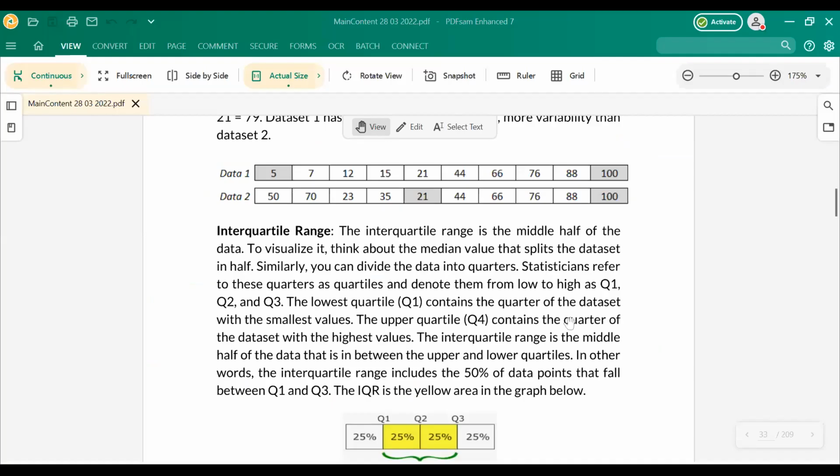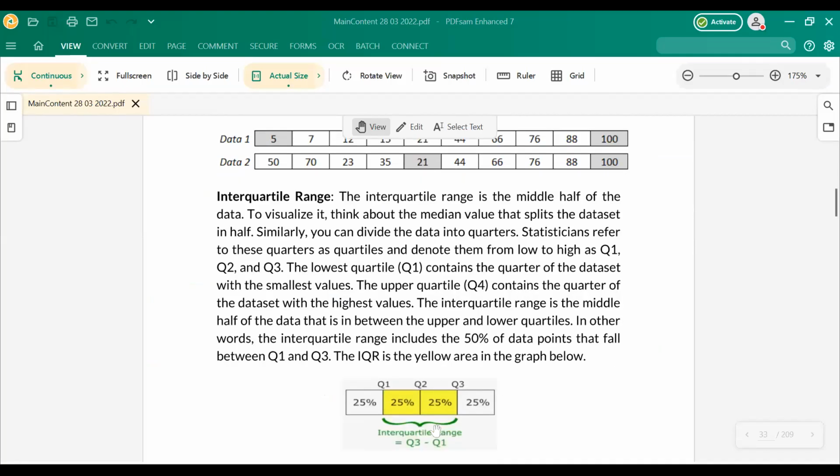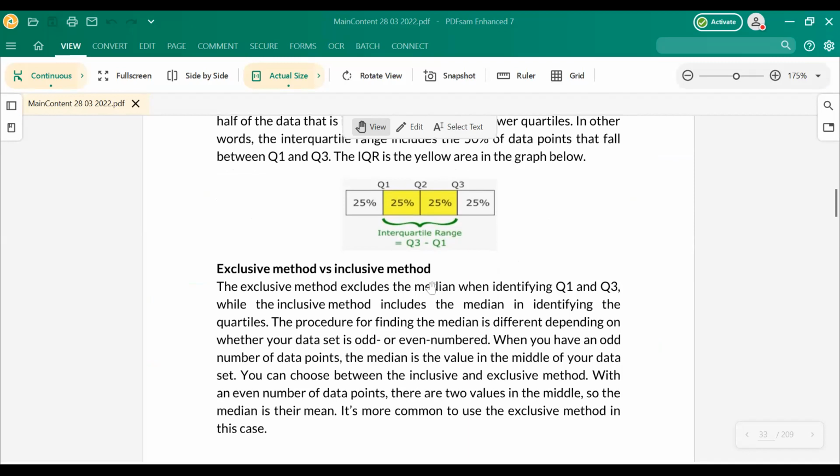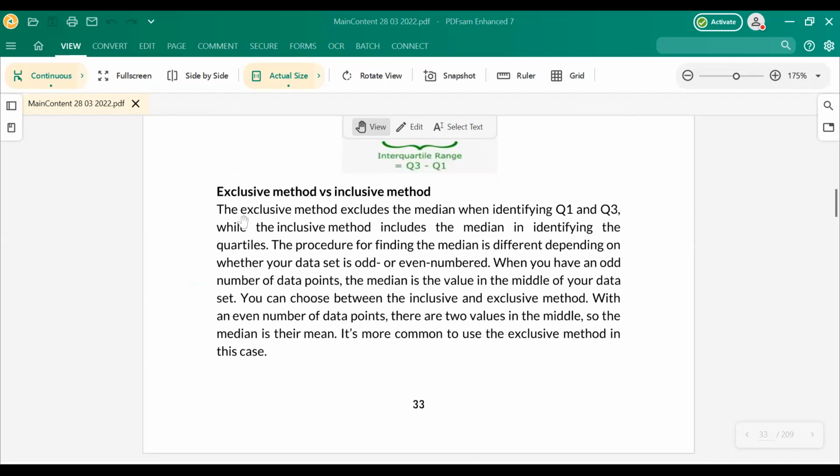Okay, so this is what IQR says. You leave out 25% on the left, 25% on the right, and the middle 25% plus 25% is what you consider as IQR, Q3 minus Q1. Okay, so now it talks about exclusion versus inclusive, doesn't matter.